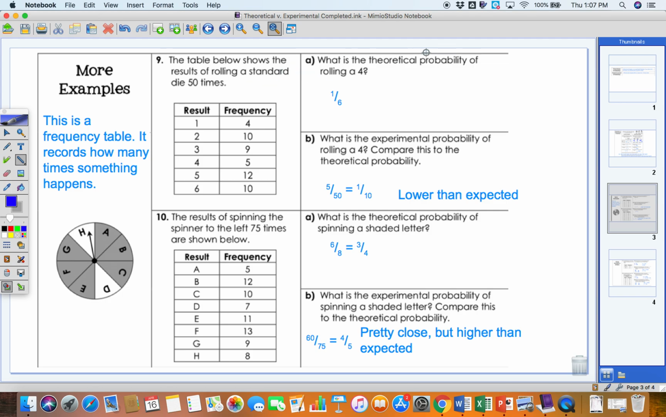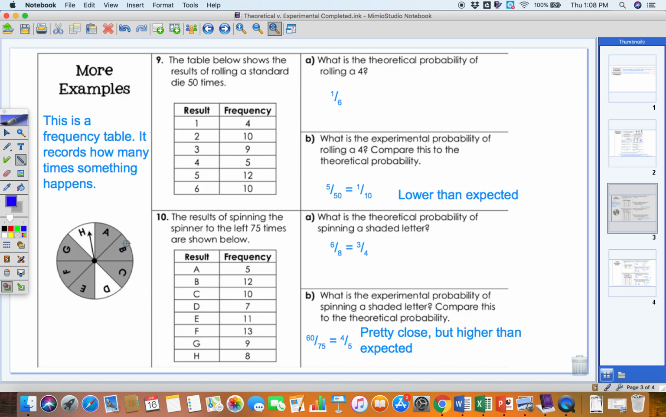So the theoretical probability of rolling a 4 is 1 out of 6. Remember, that's what should happen in theory. So you just look at how many possible outcomes you have, which is 6. How many of them are the desired or favorable outcome, which is 1. So 1 out of 6 is our theoretical probability. When we look here for the experimental probability, we find the number 4. We see that it occurred 5 times, and this is out of 50 total times. So 5 over 50 simplifies into 1 over 10, which is lower than expected.